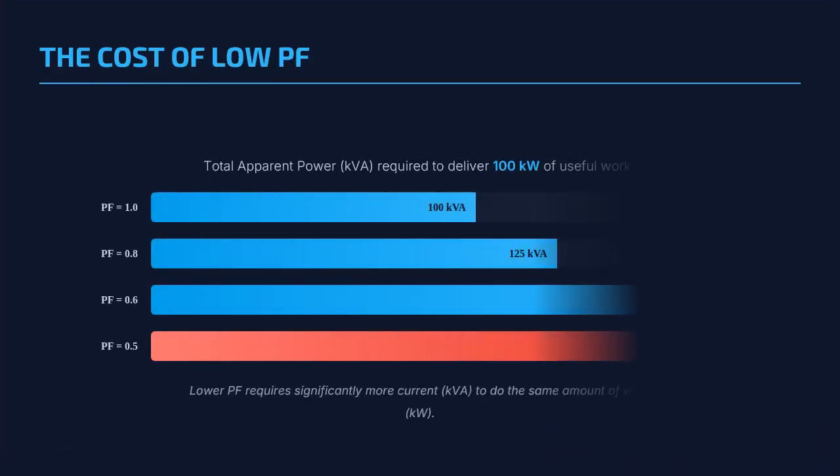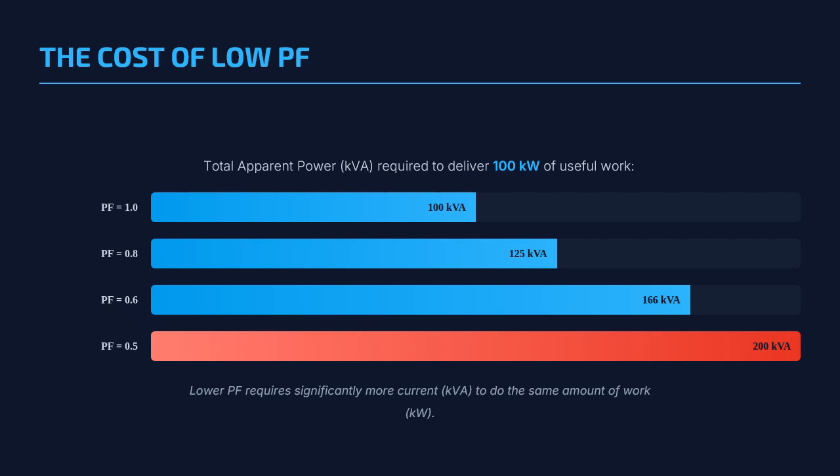The cost of low PF. Why does this matter? As this chart shows, a lower power factor is expensive. To get the same 100 kilowatts of work, a system with a 0.5 power factor requires double the current, 200 kVA, compared to a system running at unity. This strains infrastructure and increases costs.